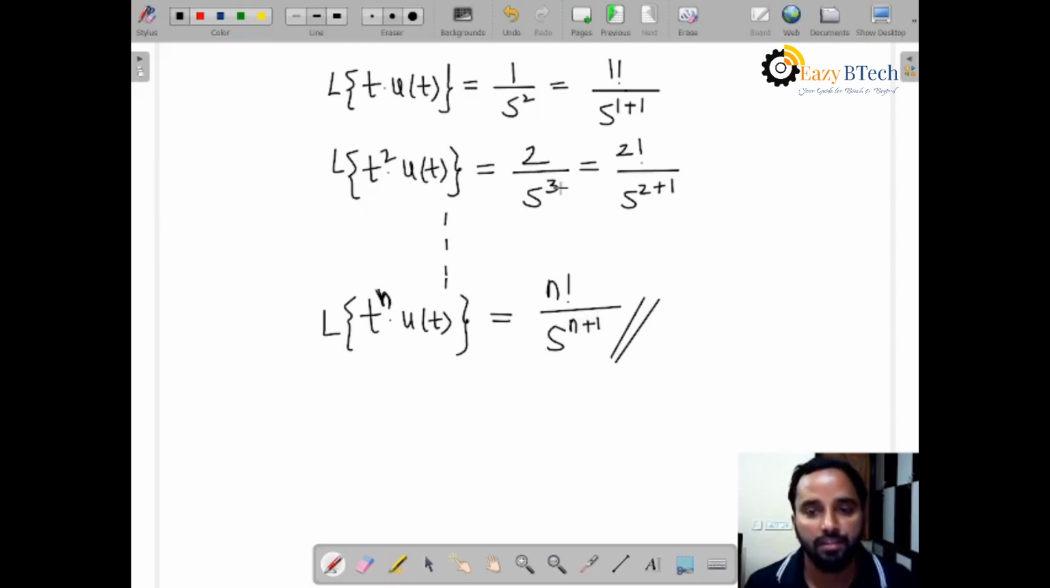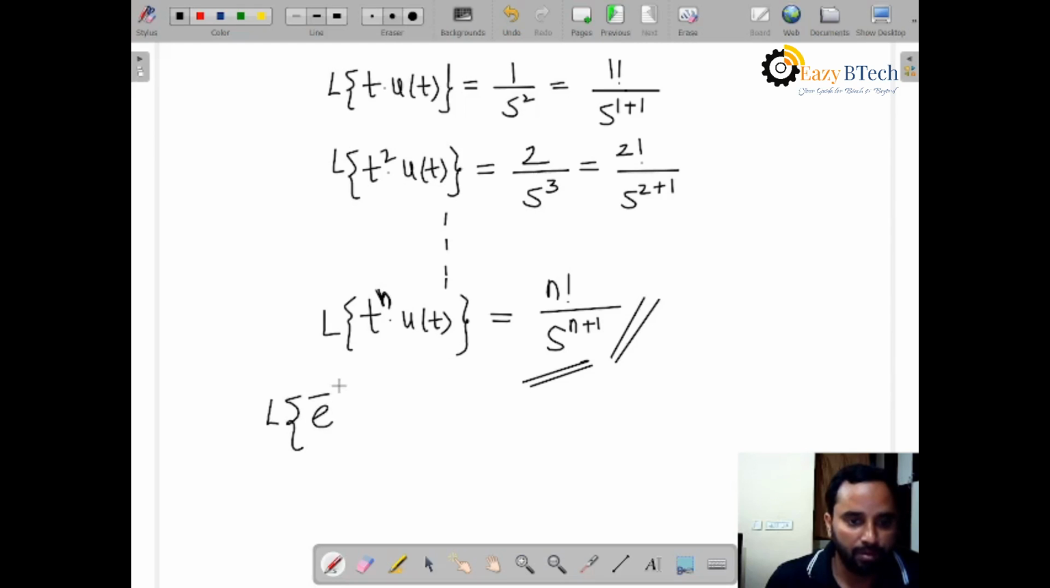This is the way. Here 2 factorial means you can write it as 2 into 1, right? Here n, so n factorial. So this is a way of doing the Laplace transform of t power n u of t. The Laplace transform of t power n u of t is n factorial by s power n plus 1. Now I will tell one more problem. The Laplace transform of e power minus a t u of t is 1 by s plus a.